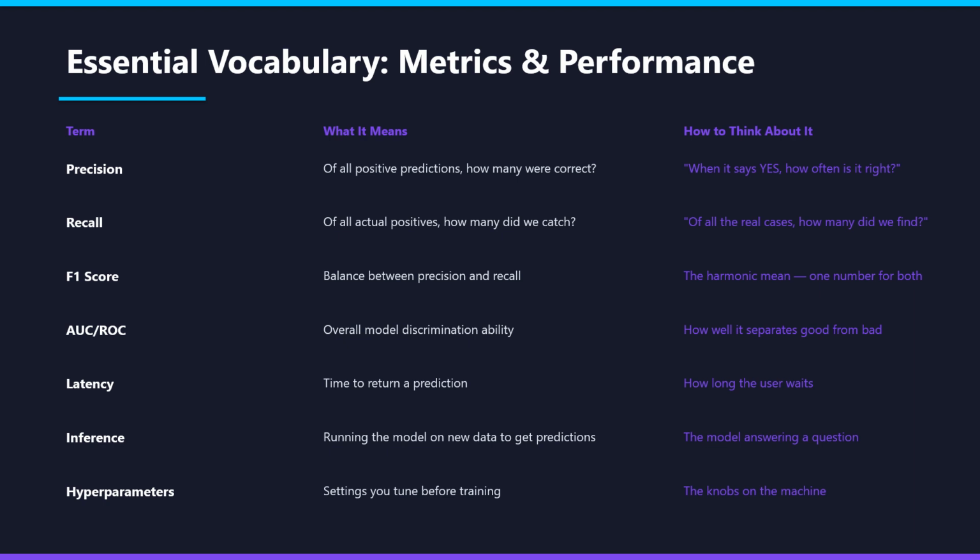Okay, AUC or ROC curve. A measure of how well the model discriminates between classes overall. Think of it as how good the model is at separating the good from the bad across all possible thresholds. 0.5 is random guessing, 1.0 is perfect.